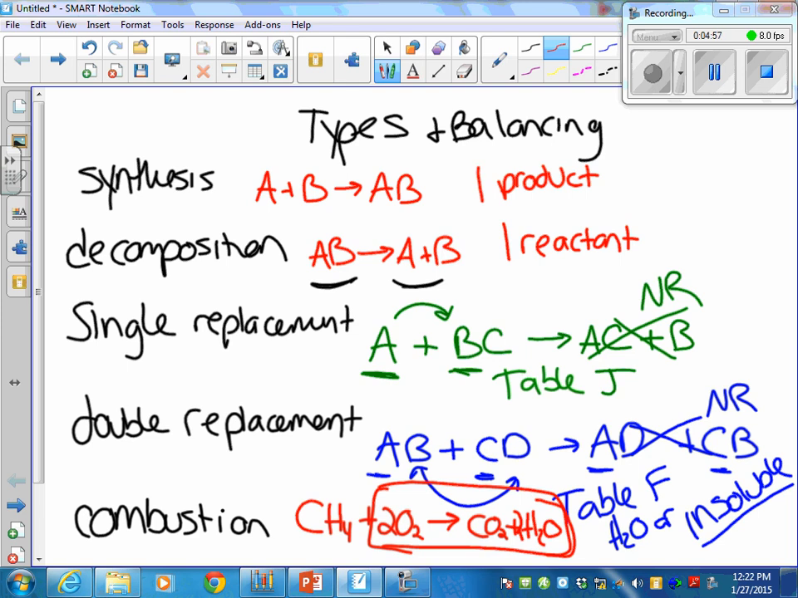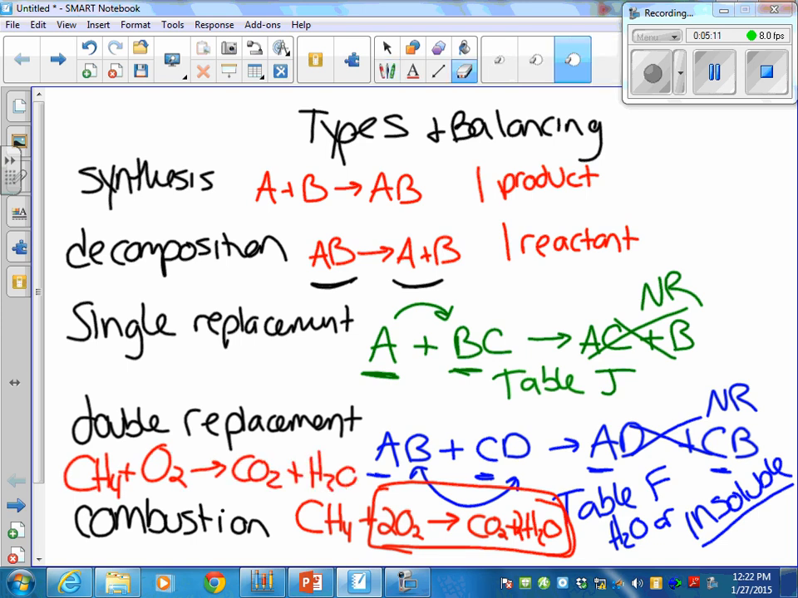If I asked you to write the combustion of methane, or CH4, you would look up CH4, and then you would just finish it. You would go O2, arrow, CO2, H2O, and then balance it. If it was not methane, but ethane, that's C2H6. The rest of the reaction stays the same. O2 goes to CO2 and H2O, but your balancing will be different.